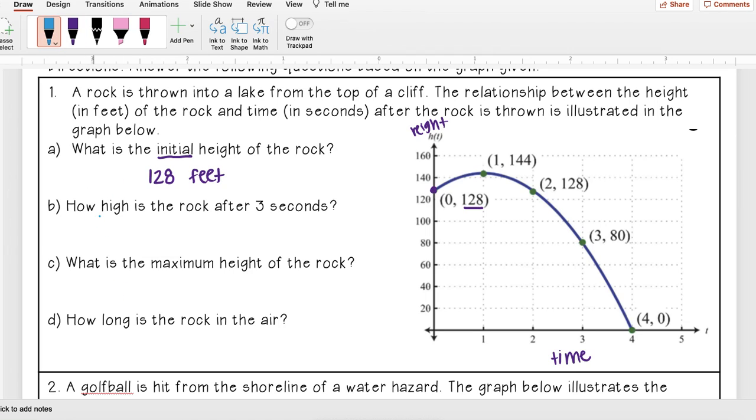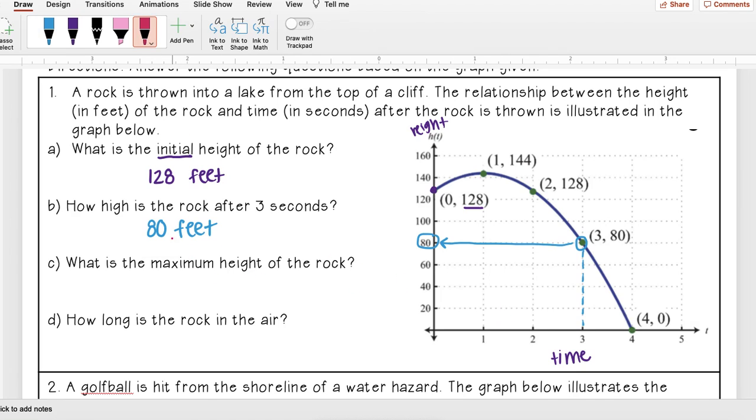Okay, the next question says, how high is the rock after 3 seconds? So again, to find out how high it is, I need to go to 3 seconds on my x-axis. Let's say that's right here. And I'm going to see what point that is associated with. So I can do a dotted line. I see that's this point right here. Well, I have to look to the left to see, okay, how many feet is that at? And I see that is at 80 feet. So after 3 seconds, the rock will be 80 feet high.